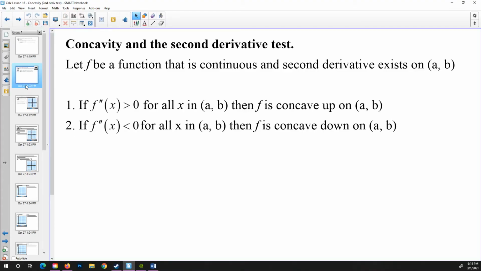Let's start with a definition here. Concavity and the second derivative test. Let f be a function that is continuous and whose second derivative exists on the open interval from a to b. Number one, if the second derivative of x is greater than or equal to 0 for all x in the open interval a to b, then f is concave up on the open interval from a to b. And if the second derivative of x is less than 0 for all x in the open interval from a to b, then f is concave down on the open interval from a to b. Let's look at a quick demonstration here.